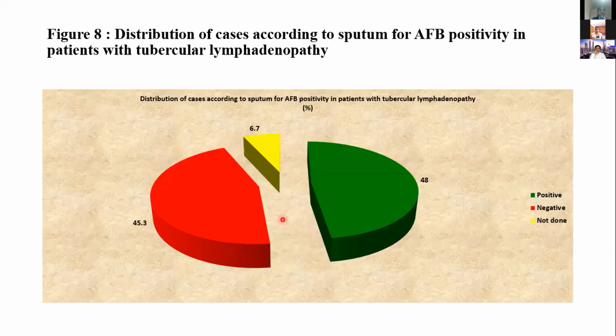Now, we also took a sputum sample from the suspicious patients to find out the AFB positivity in the sputum. Strikingly, almost equal, 48% showed positive sputum for AFB, and 45% were negative. So that means that sputum positivity is there when the patient has pulmonary tuberculosis. Might be the negative patients were those who were not having the symptoms of pulmonary tuberculosis, or the acid fast bacilli level was so low that it could not be detected.